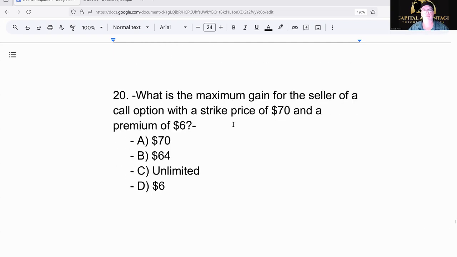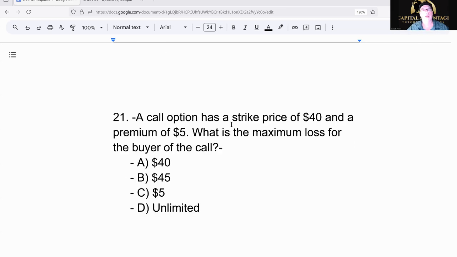What is a max gain for the seller of a call option with a strike price of 70 and a premium of 6? Okay, the most I can make when I sell an option is what? Yes, it's the premium, $6. Awesome job, guys. A call option with a strike price of 40 and a premium of 5. What's the max loss? If I'm a buyer, I can lose 5. That's it.